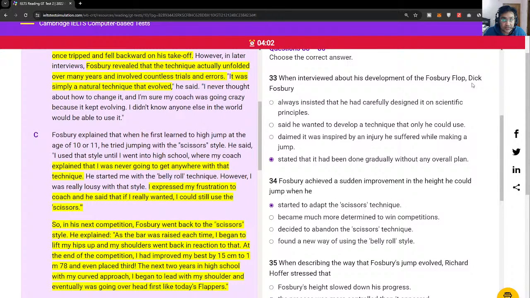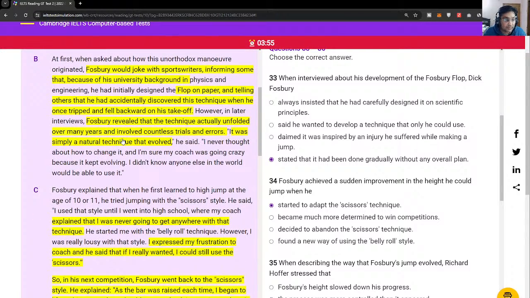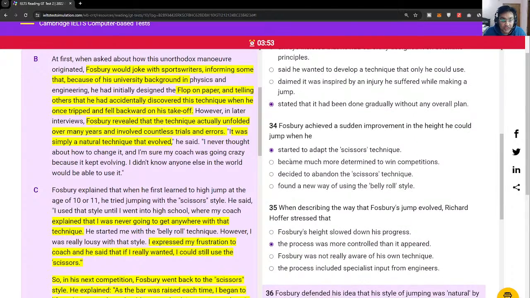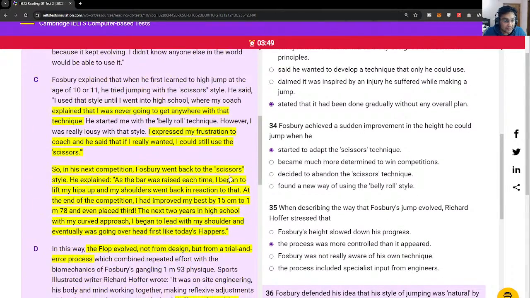When interviewed about his development, Dick Fosbury stated it had been done gradually without any plan. It was simply a natural technique that evolved. He started to adapt the scissors style. So it was the scissors style that he started to adapt and improve himself.